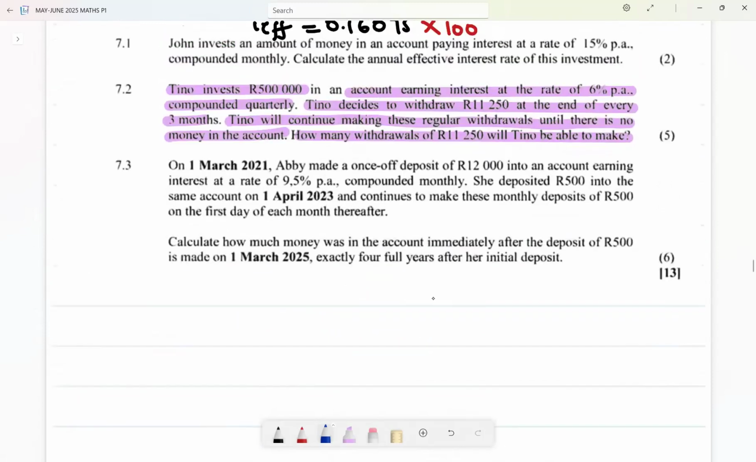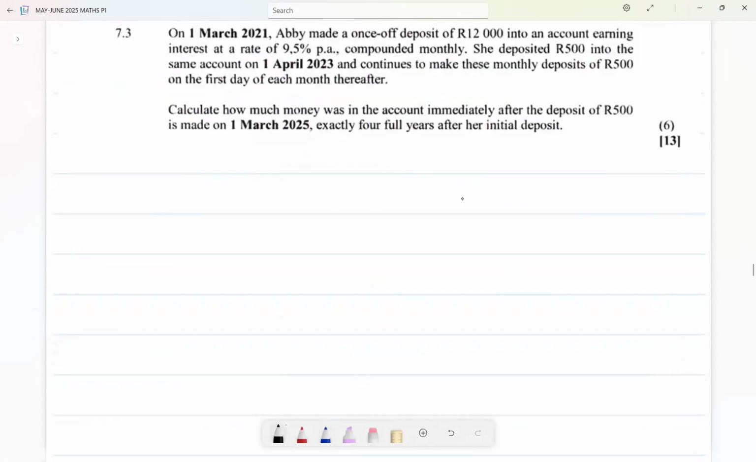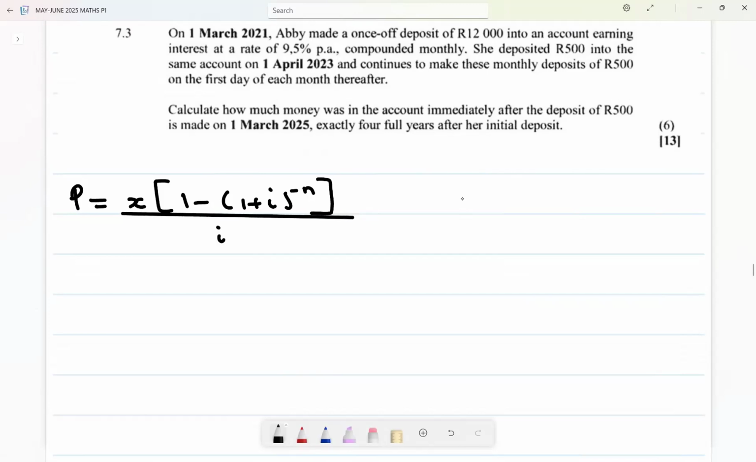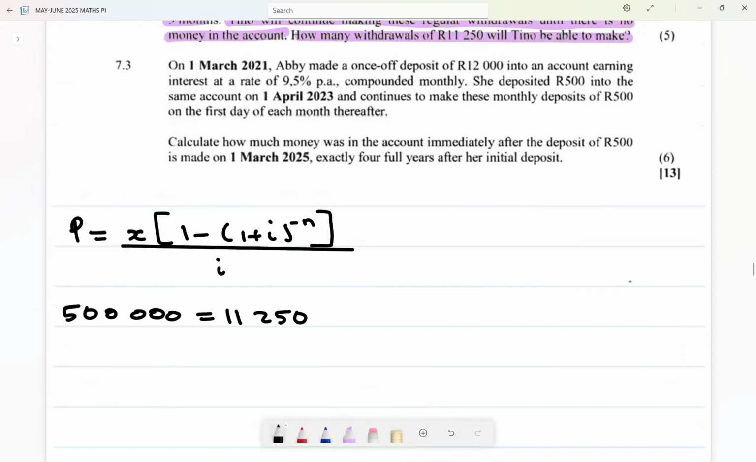So how many will there be? And it is compounded quarterly, guys, very important. 6%, every 3 months, sharp. So we need to see it's going to be P equals X times 1 minus 1 plus i to the power of negative n, over i. Why am I using present value? Because it's like Tino is loaning the bank, but it's not the case. P is 500,000, X is 11,250, agreed?